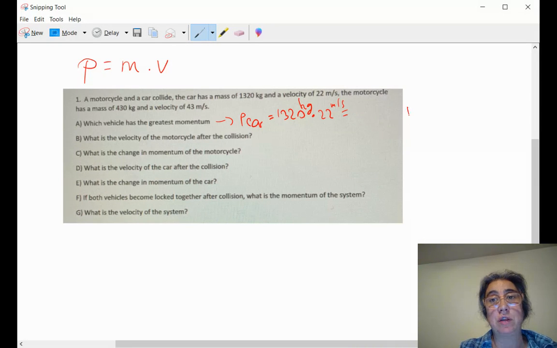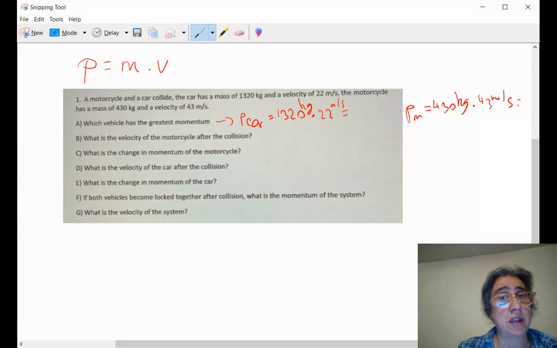Then you also have to calculate the momentum of the motorcycle, which is 430 kilograms, so let's just be accurate, times the velocity, which is 43 meters per second. So please evaluate this with a calculator, and then of course see which one is greater. To my understanding, you're going to end up with the car having a greater momentum. So that's pretty simple, just multiply the velocity with the mass. The second question says, what is the velocity of the motorcycle after the collision?